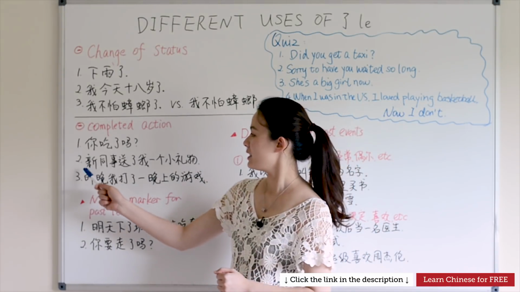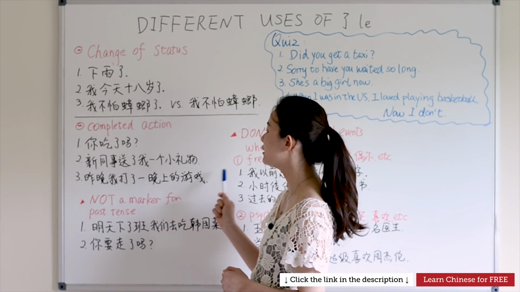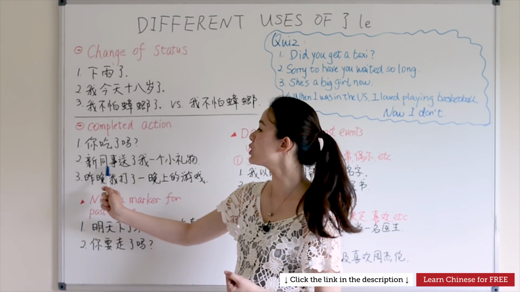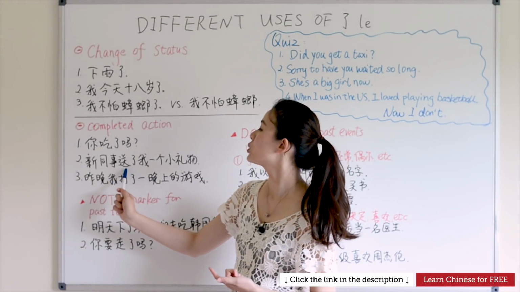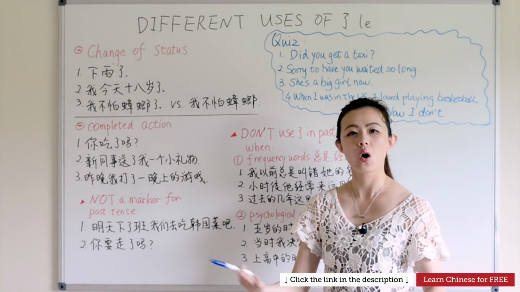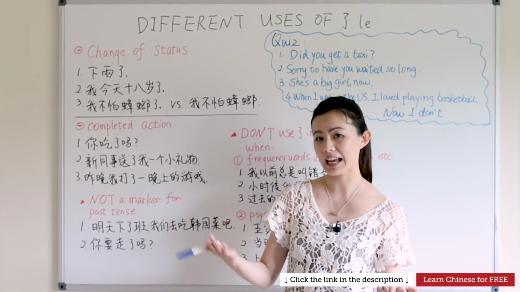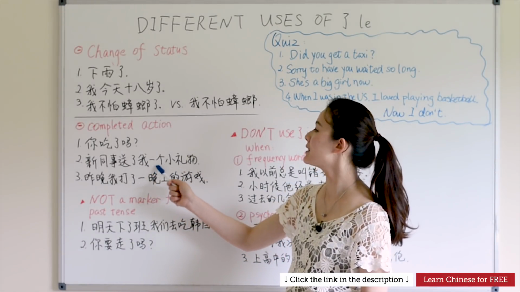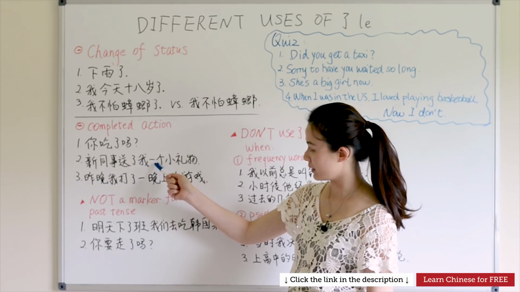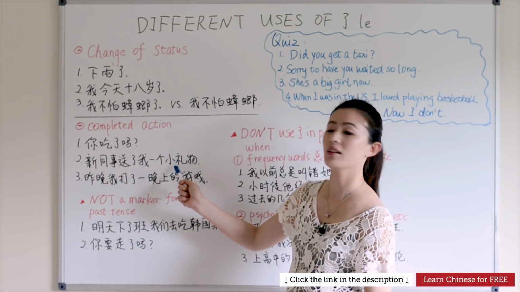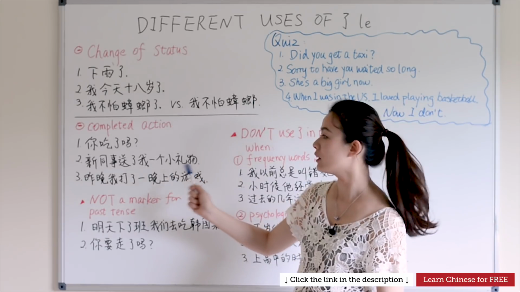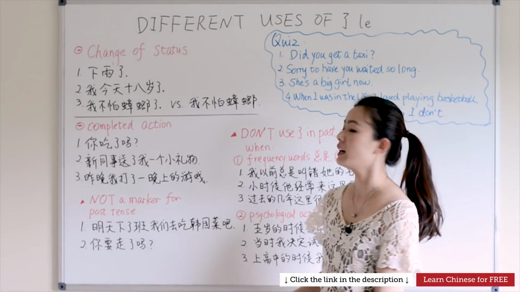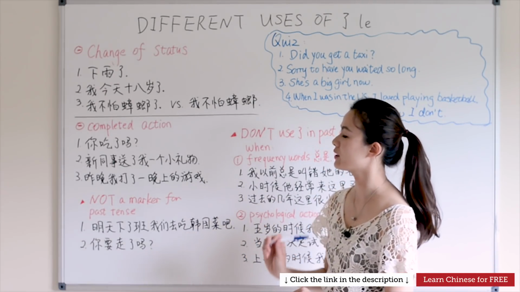Next one, 新同事送了我一个小礼物. 新同事 is the subject here. 新 new, 同事 colleague, and the verb 送. 送 means to give, or to be more exact, to give a gift. Like here, 送我一个小礼物. 一个小礼物, the object here is one little or small gift. 送了我一个小礼物. It's done. It's in the past. My new colleague gave me a little present. Okay, moving on to the third one.